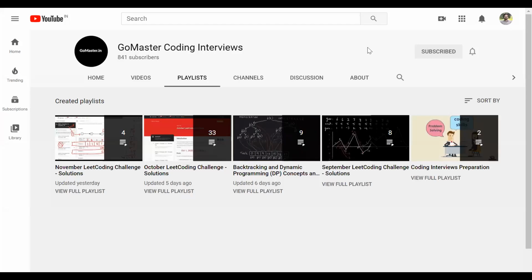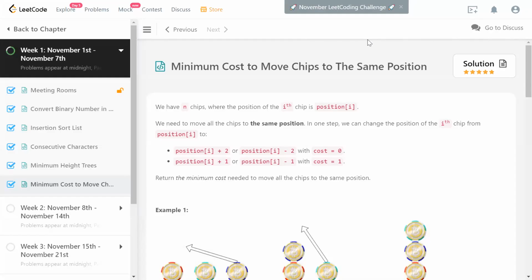Hello, I'm Channa Bankapur. I'm going to discuss my solution to the LeetCode problem, Minimum Cost to Move Chips to the Same Position. It's today's problem in the November LeetCoding Challenge.